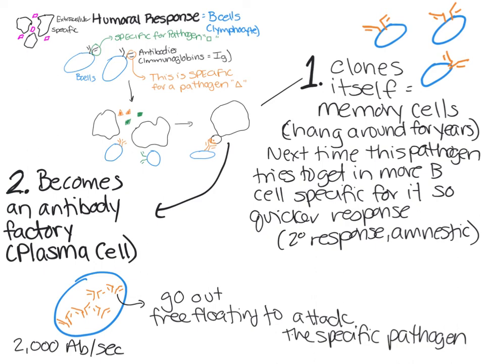So humoral response, extracellular, specific immunity. Remember, these are only going to be specific. So if this is a vaccine for distemper, these B cells are only going to work for distemper. They're not going to work if the animal is exposed to rabies. They are specific for the particular pathogen.